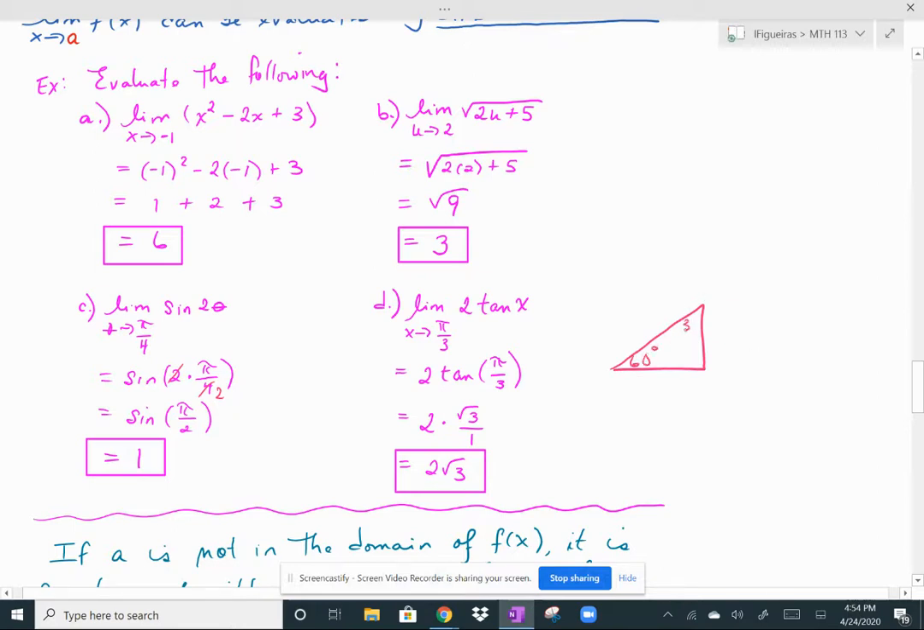So if this is 60 in the lower left-hand corner of the triangle, then I have 30 in the other acute angle. And my triangle has these 3 sides. Remember, tangent is opposite over adjacent. So the tangent of pi over 3 is root 3 over 1. And when you multiply that by 2, you get a limit value of 2 root 3.